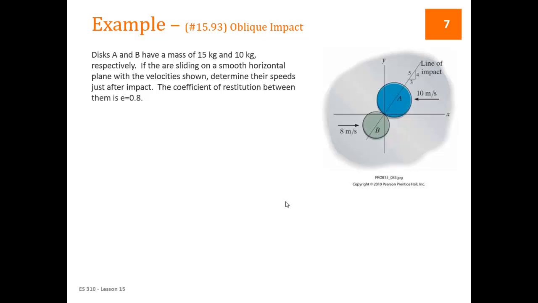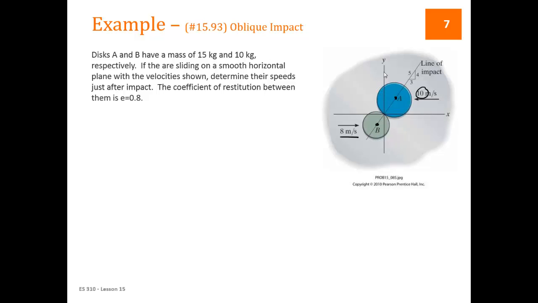All right, for our last example, let's look at oblique impact. Oblique impact means we've got velocities 8 here and 10 here that are not along the line that connects the centers, which is this line right here. The line of impact connects the centers, not aligned with our velocities. Alright, so how do we deal with this?